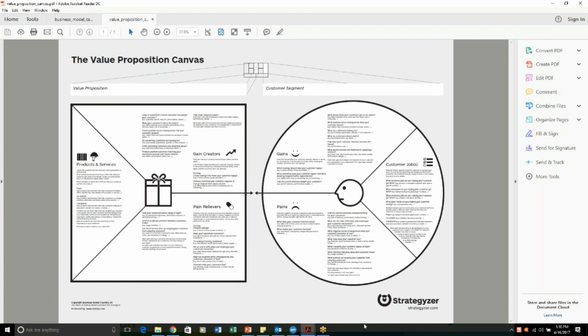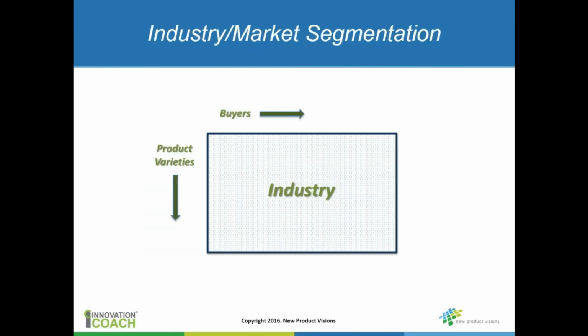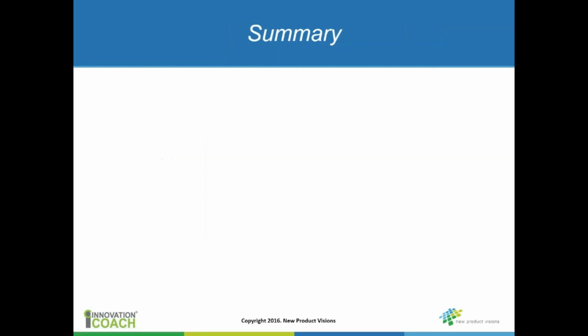Okay, so let's go back to the presentation. So we talked about ethnography, and when it gets to thinking about customer segments and the value proposition, it really does relate to this concept of industry and market segmentation, thinking about how you segment your industry, and that will inform you on what the key customer segments are, and then of course thinking through the product varieties and the value proposition. So this is all related to industry and market segmentation.